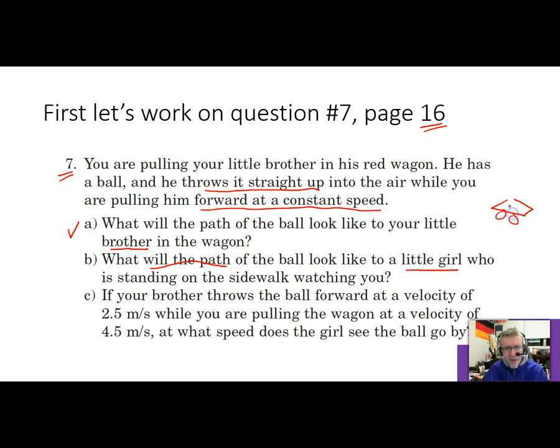So here's the wagon going by with your brother in it, and here's someone watching over here. What do they see when the ball goes up and the ball comes down? Then, if your brother throws the ball forward at a certain velocity, 2.5 meters per second, while you're pulling the wagon at a velocity of 4.5 meters per second, what speed does the girl, remember she's standing by the side, see? Here's a girl, long hair. What does she see when the ball goes by? Okay, so let's think about that.